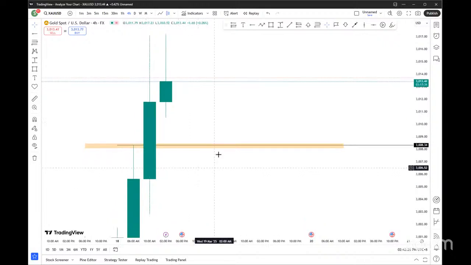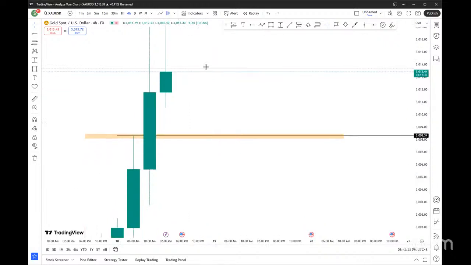So you compare this bottom wick with this, there's almost 3 times the size. And then we went back to the upside.